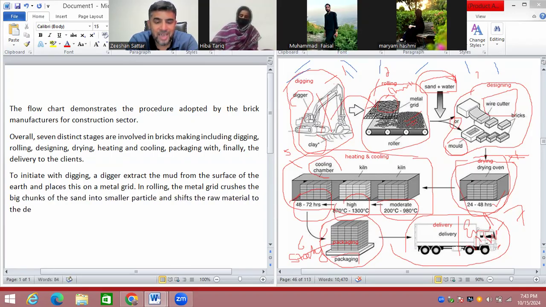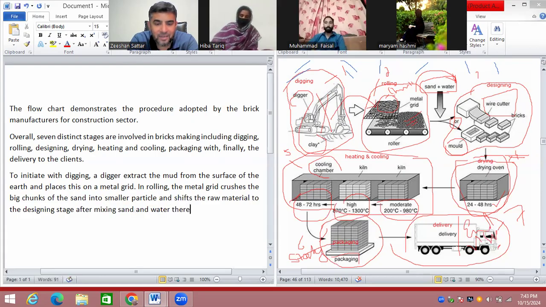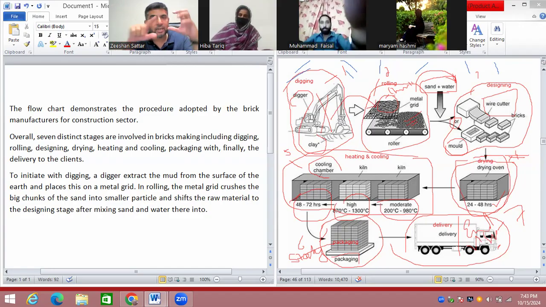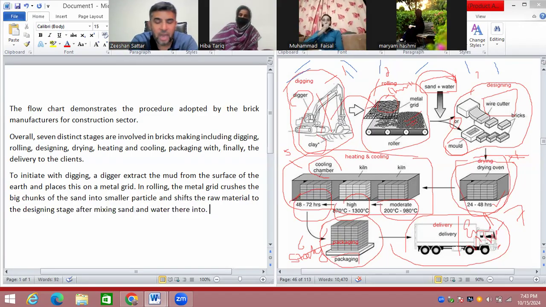To the designing stage after mixing. See here, sand and water are given. After mixing sand and water, they are shifted into the designing stage. So now what we did, we have explained the rolling stage by connecting digging with rolling, and then by connecting rolling with the design stage. And now working on design.